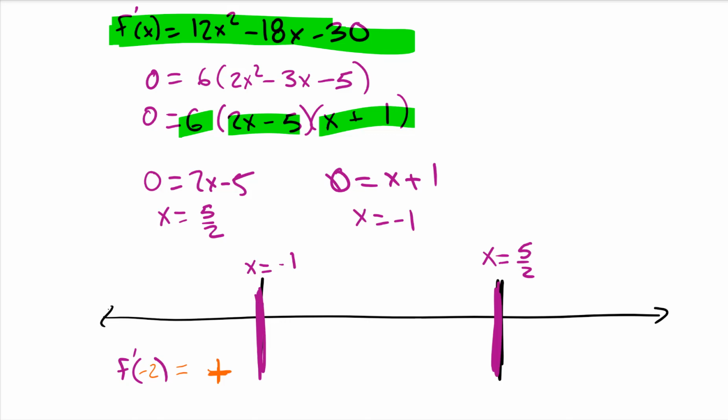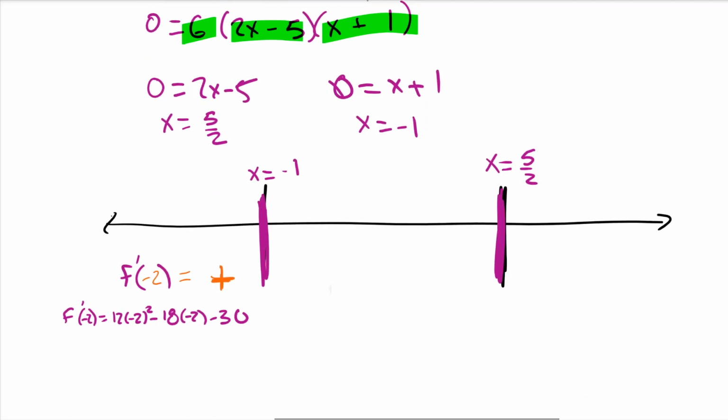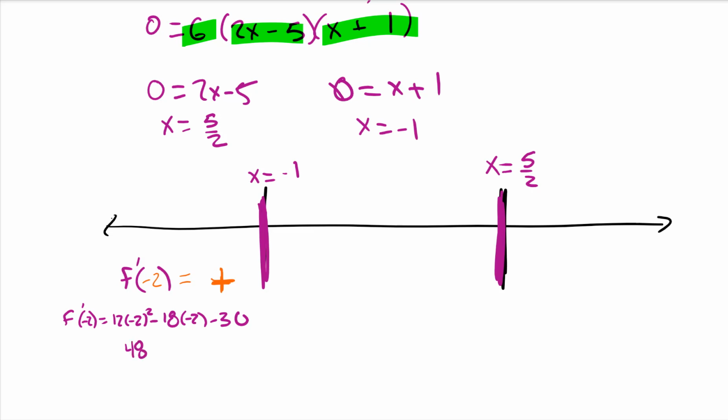I'm going to do one of them. So we'll have f prime of -2 is equal to 12 times -2 squared minus 18 times -2 minus 30. That is positive when you go through 4 times 4, 12, 48 plus 36 minus 30, which is equal to a positive number. We don't care what the number is. All we care is that it's positive. So we have found that on the interval from negative infinity up to -1, we're positive.